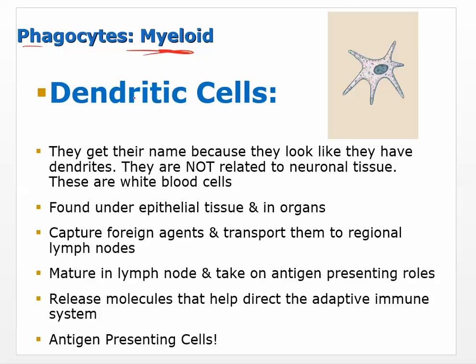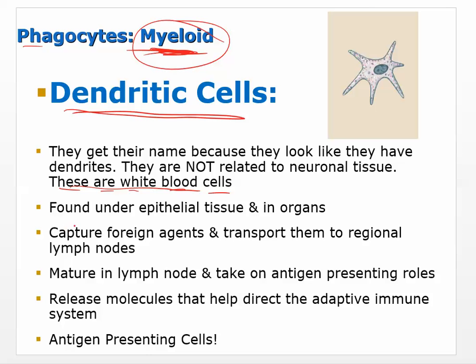Okay, so it's still myeloid, but these are, well, wait, phagocytes. Yes, dendritic cells. Sorry, I was getting them mixed up with natural killer cells. Yes, dendritic cells are part of the myeloid line. They get their name, as I said, not because they have dendrites. They're not neuronal tissue, so don't get that mixed up. These are definitely white blood cells. In fact, they're myeloid white blood cells. We just haven't discussed them yet when we've been talking about myeloid blood cells.